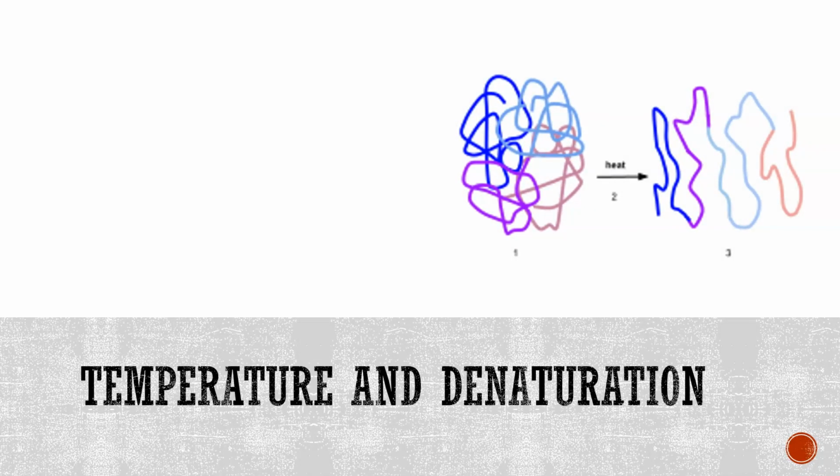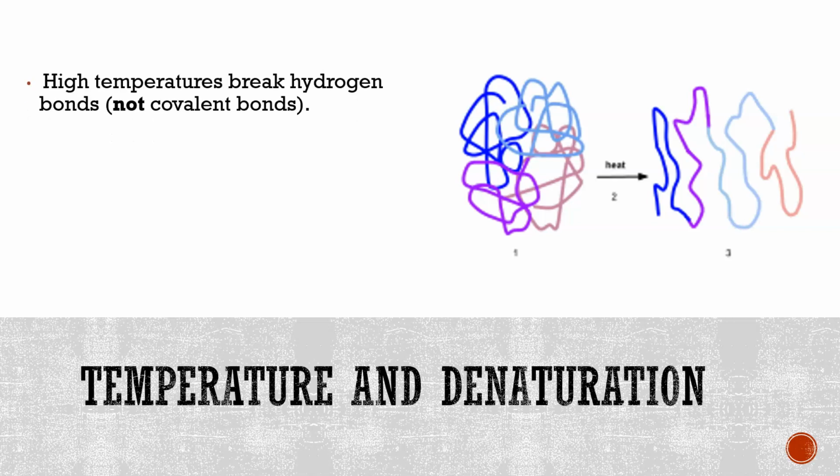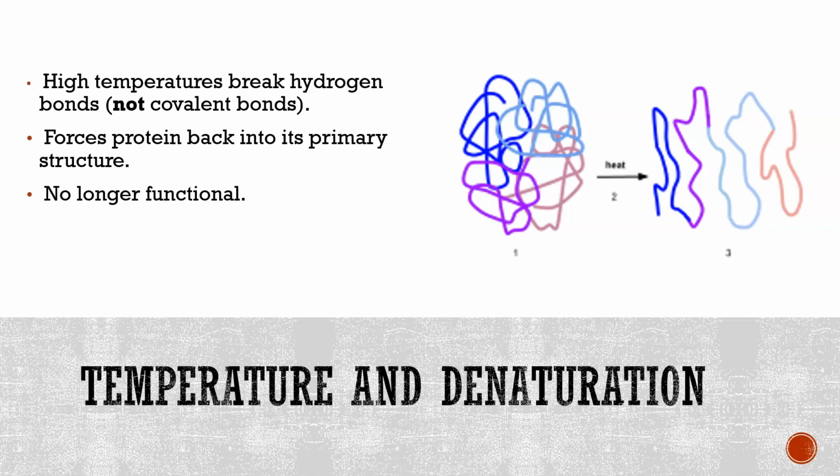So having a look at temperature and denaturation. We've got our protein there. You can see, I think there's 4 different coloured proteins there: dark blue, light blue, purple, and a pinky colour. And here it is, denatured. High temperatures break the hydrogen bonds. They don't break covalent bonds. It forces the protein back into its primary structure. It is denatured. Therefore, it is no longer a functional protein.